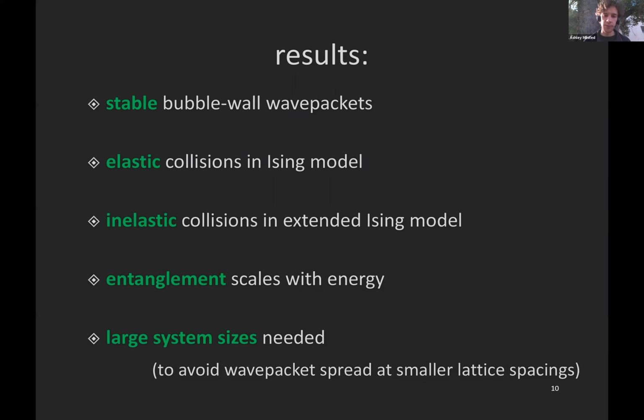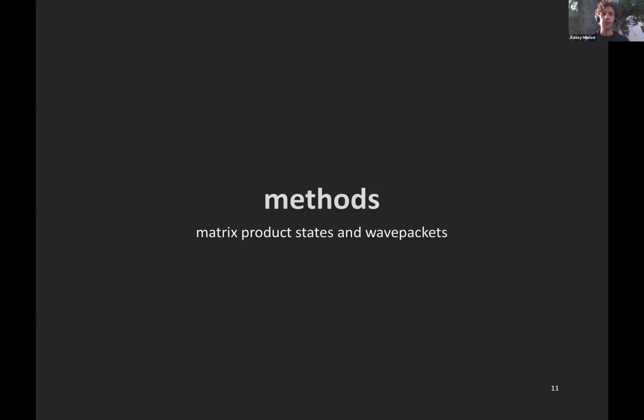And we also observed that for this type of simulation, we need to go to reasonably large system sizes. Our simulations are done on roughly 1,000 sites in order to make the wave packets big enough so that they don't spread out too much during our simulations. Okay, so let me go on to discuss some of the methods, unless there are any questions at this point.